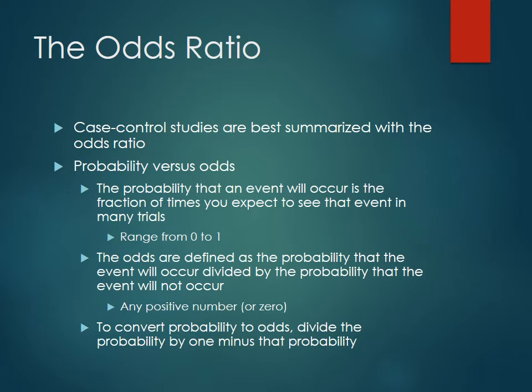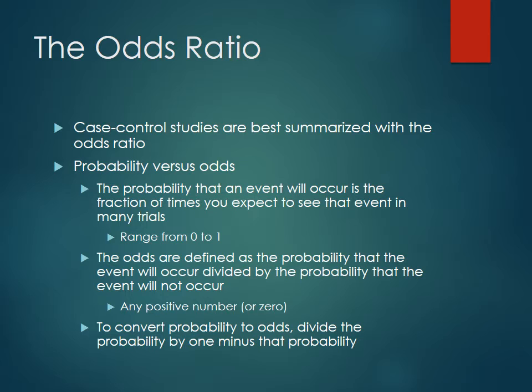So odds ratios are the best thing for these case control studies. When you're looking at relative risk, you're looking at the probability of something occurring, whereas with odds, you're looking at the odds of something happening. I'll give you an example of how those differ. The probability is the fraction of times you expect to see an event in many trials, and it can range anywhere between 0 and 1. The odds are defined as the probability that an event will occur divided by the probability that the event will not occur. That can be any positive value, or 0, so it ranges from 0 to any positive number.